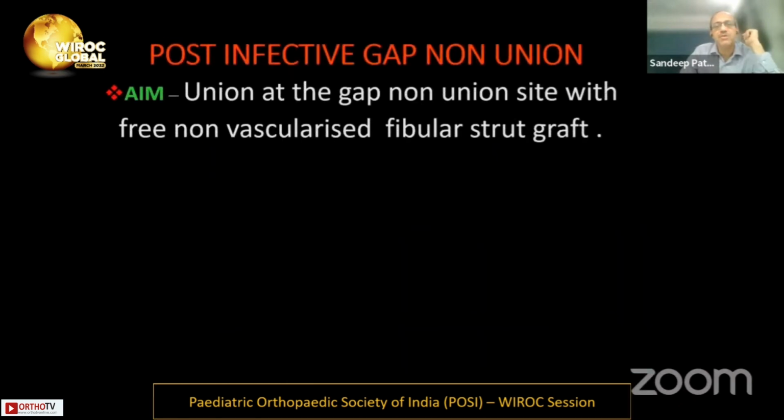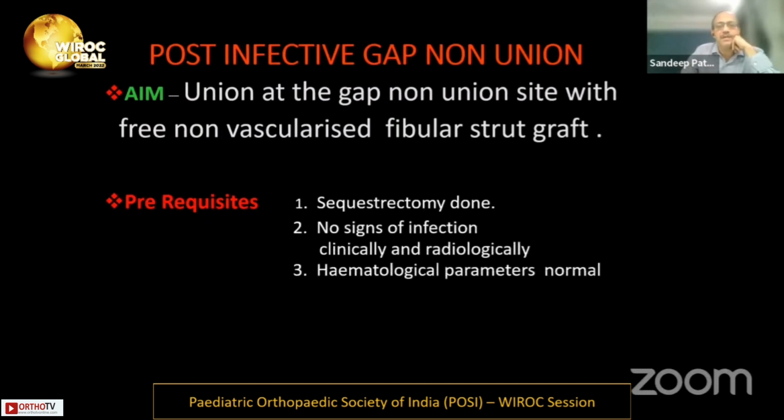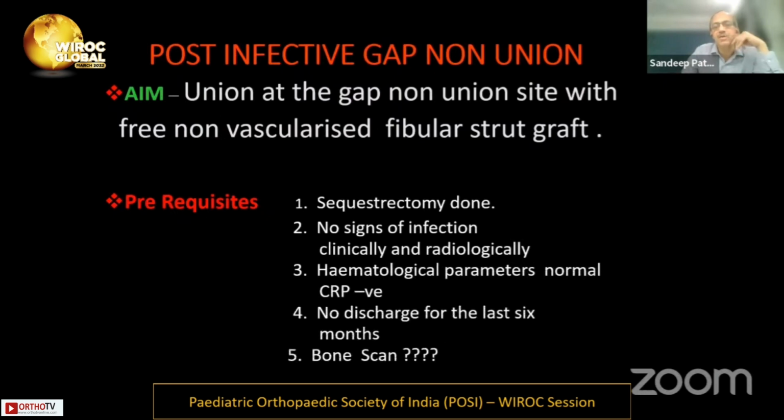So the aim was to achieve union with a non-vascularized fibular graft. You must be very sure that there is no more infection there, the dead bone should be out, and the hematological parameters are normal, CRP is negative, and there's no discharge for at least 6 months. A nuclear scan may help you to see if there is any residual lingering infection.